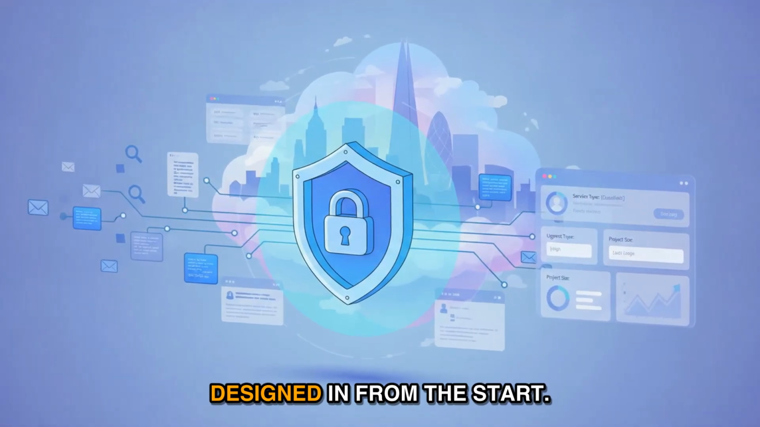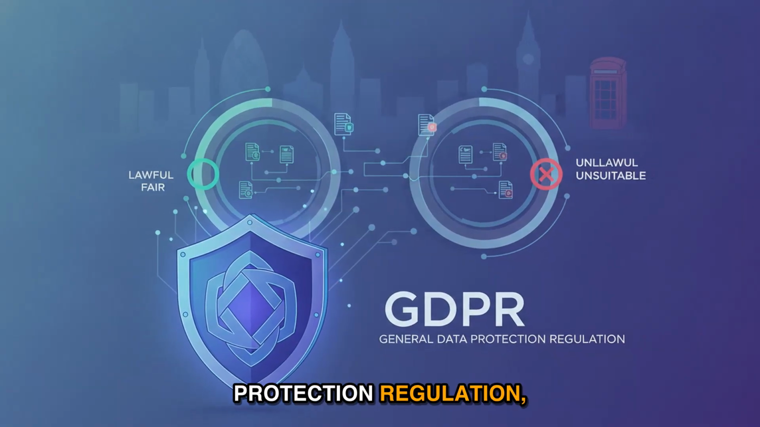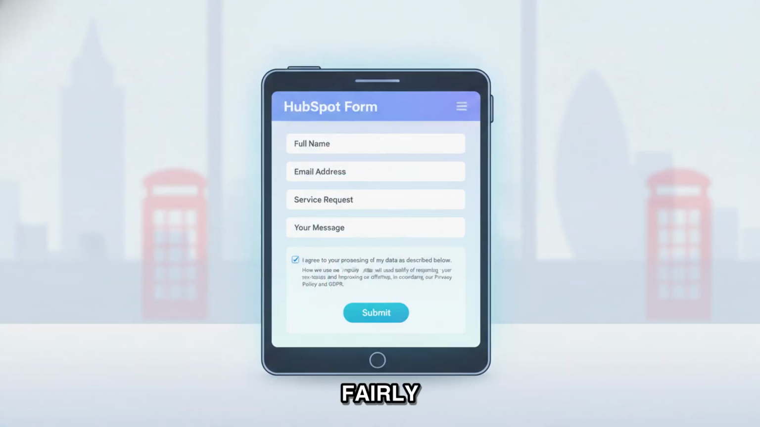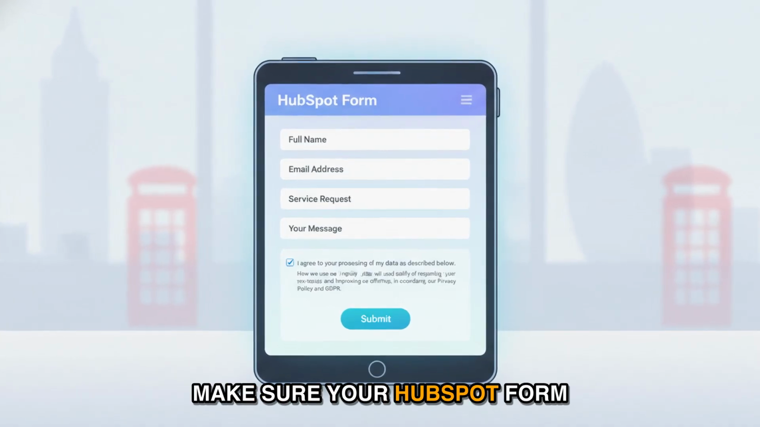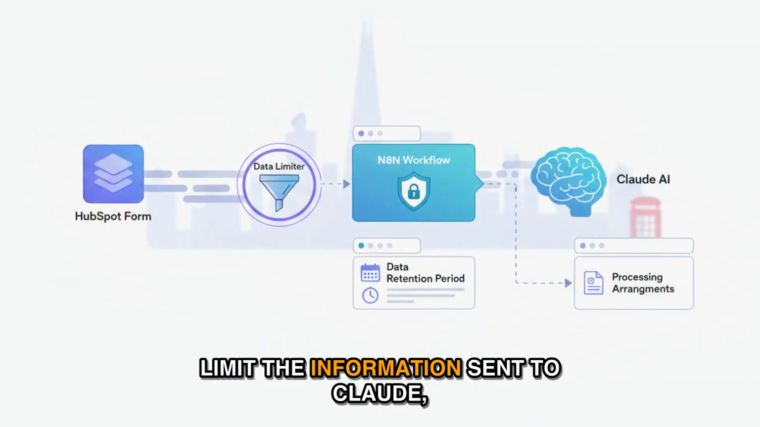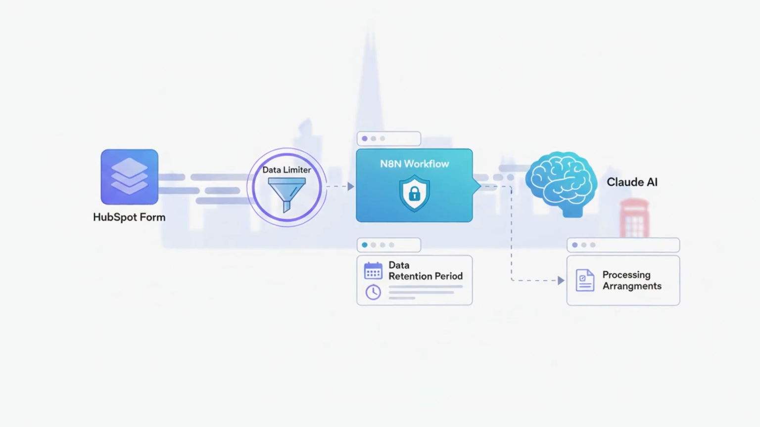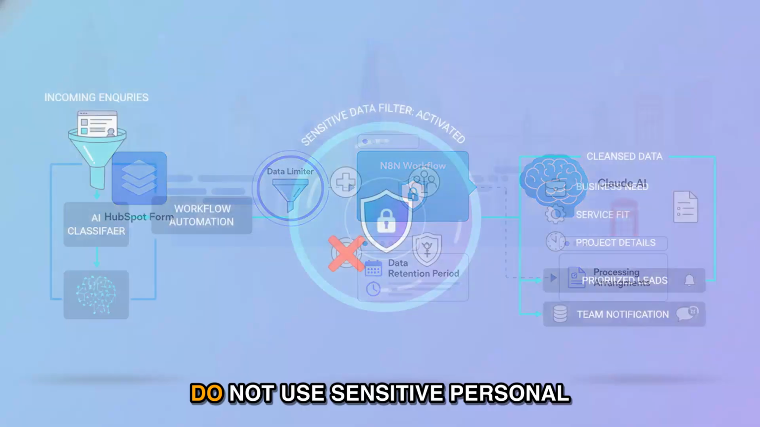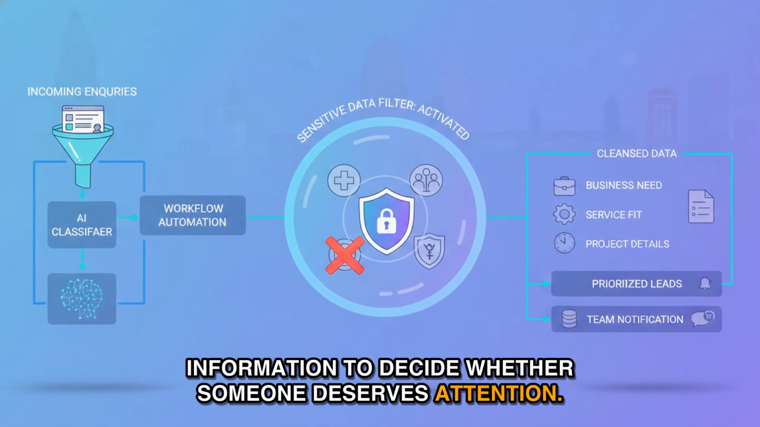Privacy needs to be designed in from the start. GDPR, the General Data Protection Regulation, requires you to handle personal data lawfully, fairly, and only for suitable purposes. Make sure your HubSpot form explains how inquiry data will be used. Limit the information sent to Claude, check the relevant processing arrangements, and set a retention period rather than storing everything indefinitely.